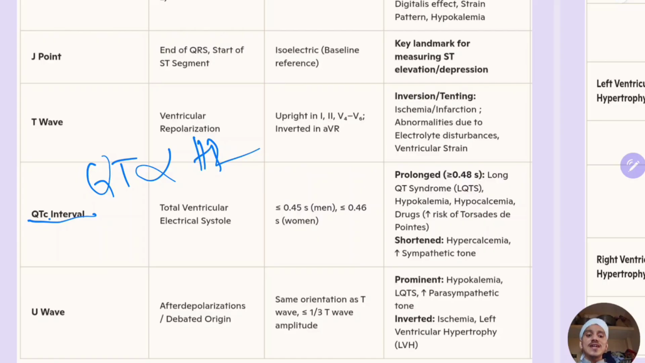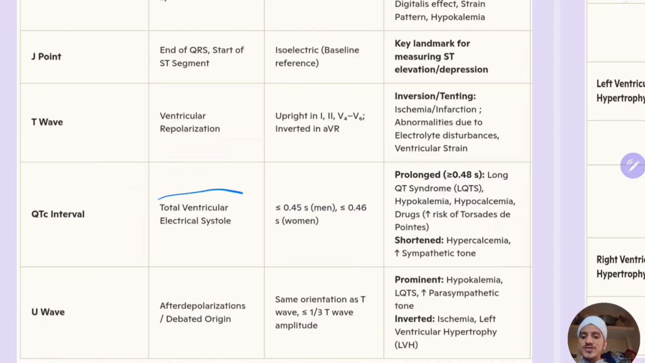So we will calculate corrected QT interval from QT divided by square root of RR interval. Okay. So corrected QT interval represents total ventricular electrical systole. So it is less than 0.5 seconds. 0.5 seconds is nothing but less than 2.5. Remember, till now I said small squares, now I am saying large squares. So in QT interval it is large squares. So normally it is less than 2.5 large squares.